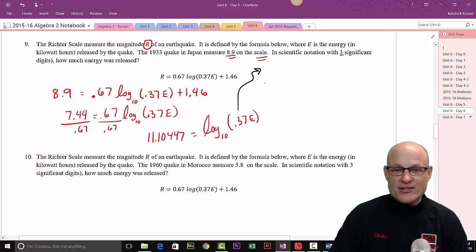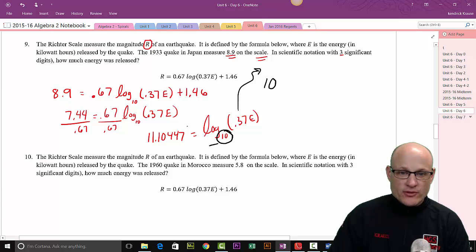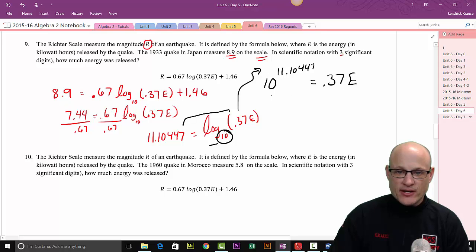So now what I'm going to do is change the form. So 10, it's all about the base, 10, right? Here's the base. And now these two things are going to switch. So 10 to the 11.1044 is equal to 0.37e. And then my final thing will just be to divide by 0.37.